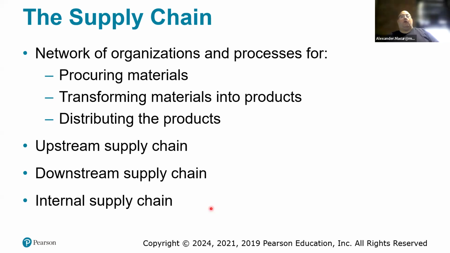Like I said, the first thing we're going to look at is supply chain. It's the process of taking raw materials, transforming those materials into a product, and then distributing the product. The upstream supply chain is the process of getting those raw materials, usually to a contract manufacturer. And the downstream supply chain is getting them from the manufacturing point to its final destination.